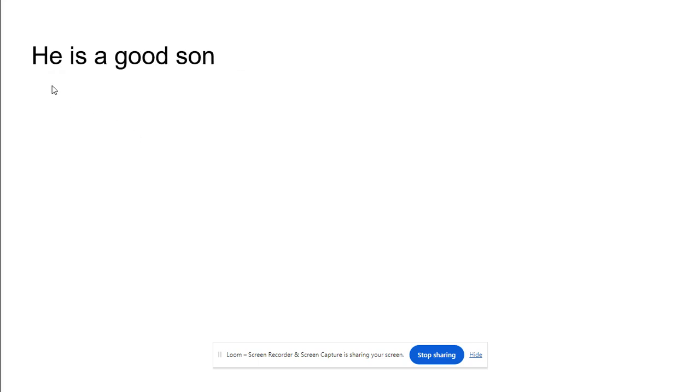All right, here's a pretty straightforward one for a change. He's a good son. Он хороший сын. The word хороший here describes the word сын, which is son, which is a male gender. And so the ending has to agree.